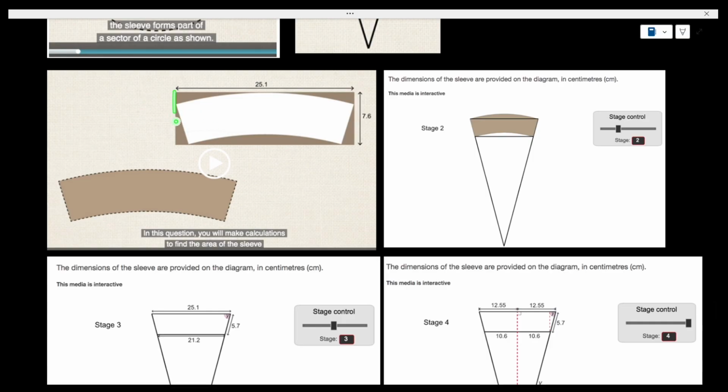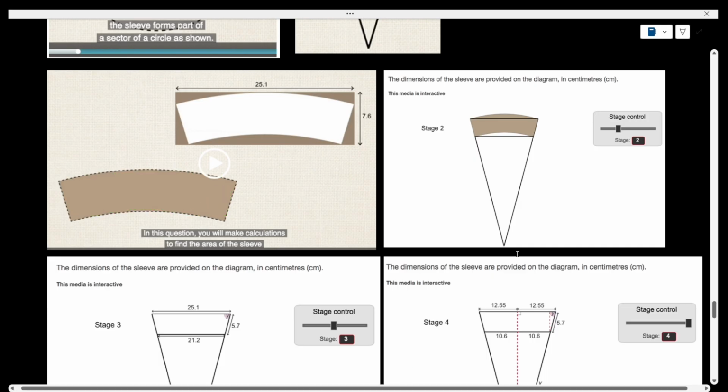Now, if you see this sector, because this is the sleeve, it is made by this rectangular sheet, which has a width of 7.6 and a length of 25.1. In this question you will make calculations to find the area of the sleeve. So the area of the sleeve, you will see, is made by the sector of the circle.